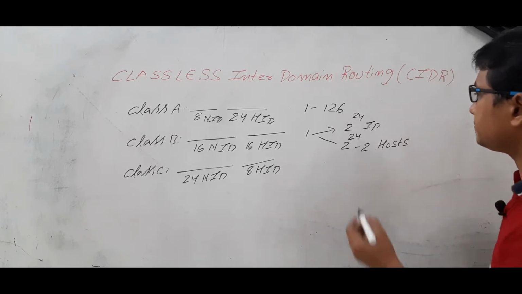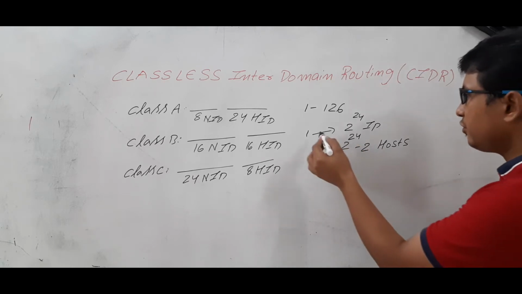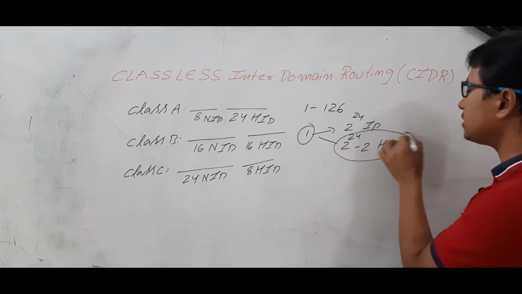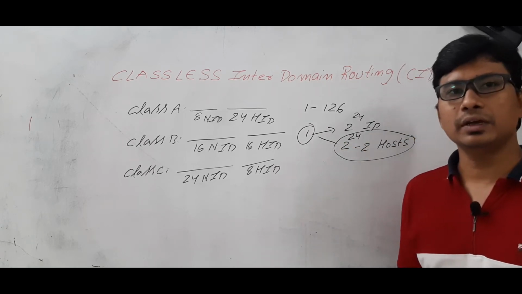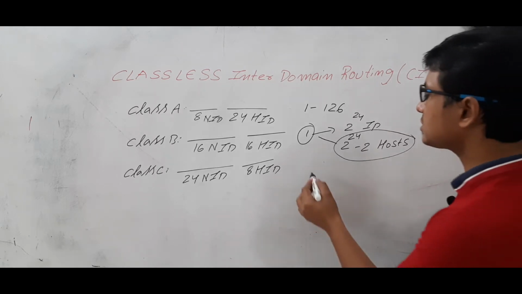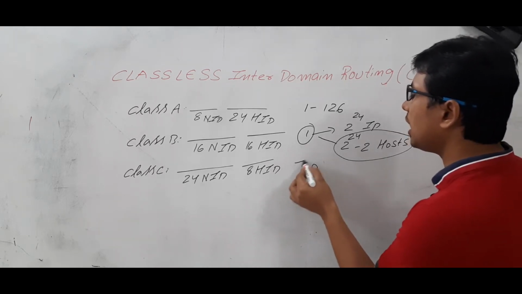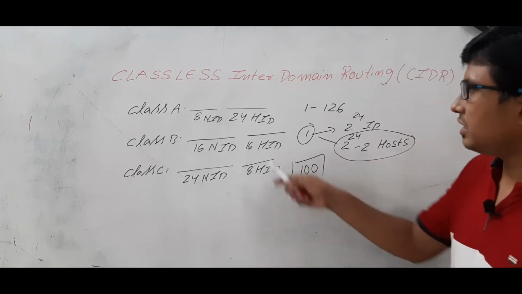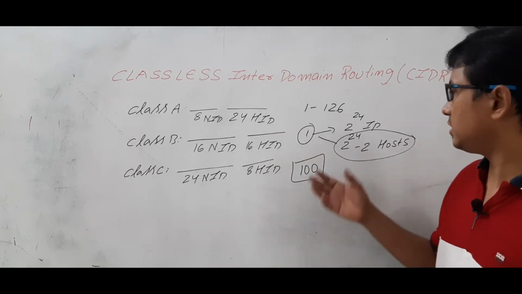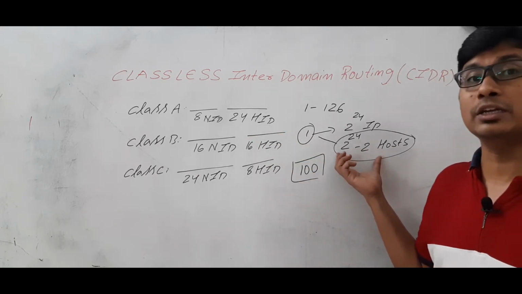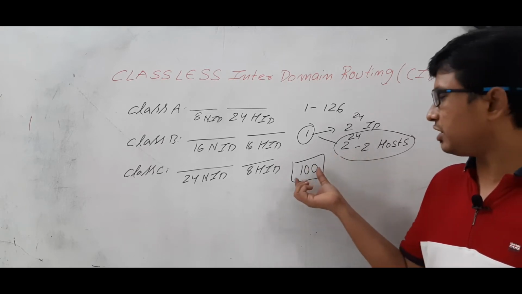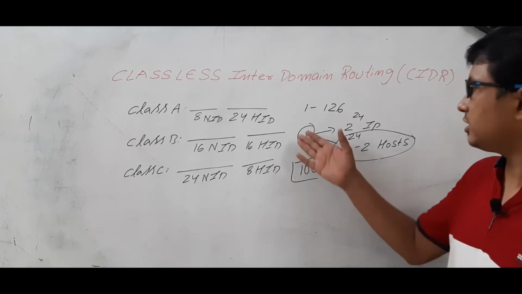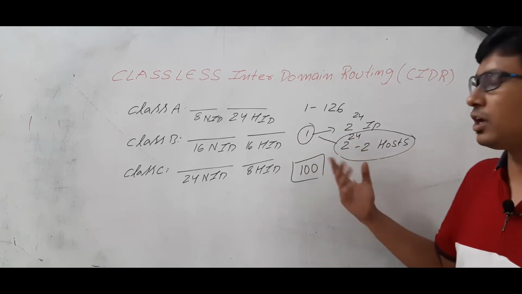Now, what will be the problem? If someone purchased one network, he can use 2 power 24 minus 2 hosts. But let's take that his choice is to purchase only 100 IP addresses. Are you able to understand? So he cannot go for class A. Why? He can keep 2 power 24 minus 2 hosts, but if he is using only 100 hosts, then the remaining is wastage. Am I right or wrong? Obviously the price will be very high and he cannot afford it.